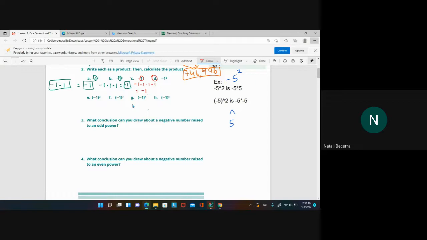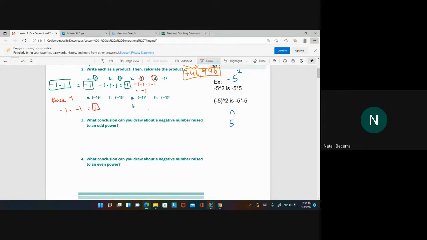So for part E, now we have parentheses around it. So that means the exponent corresponds to everything that is inside of those parentheses. So my base here is -1 because of the parentheses. So that means I have 2 of the -1. So I'm going to write down -1 times -1. Negative times a negative gives me a positive, and 1 times 1 is 1. So my answer is just 1.